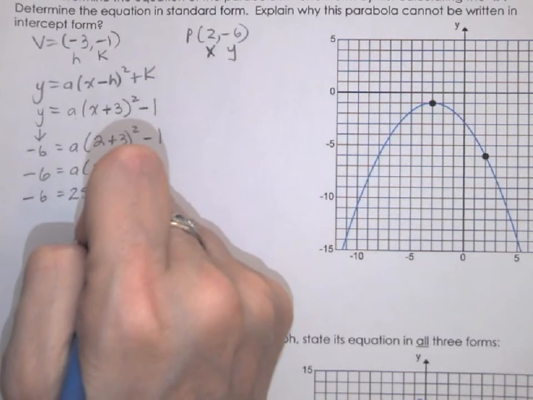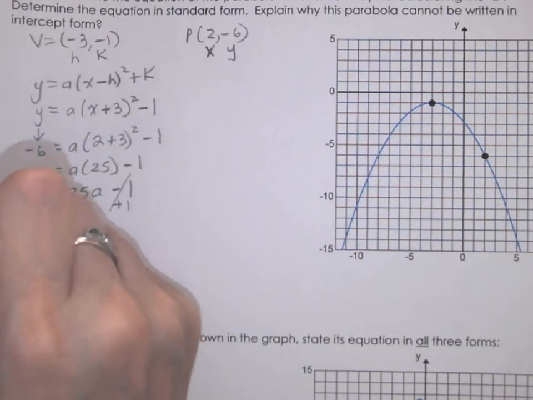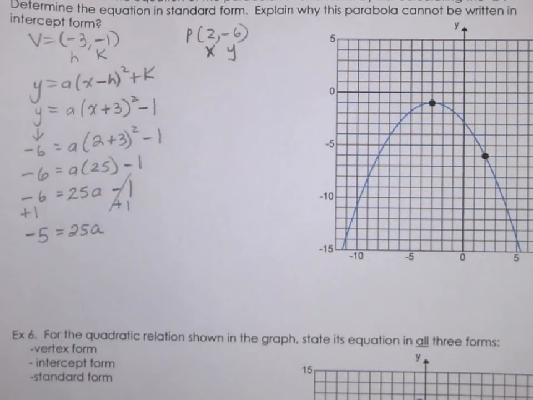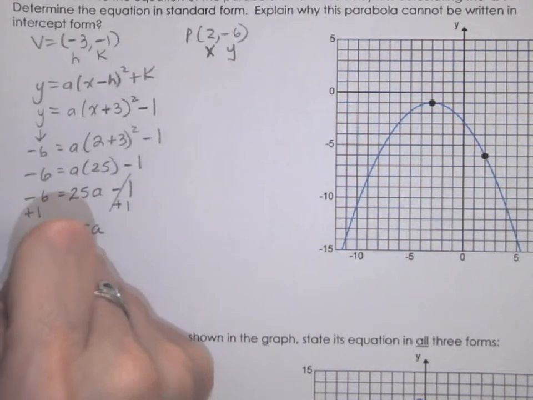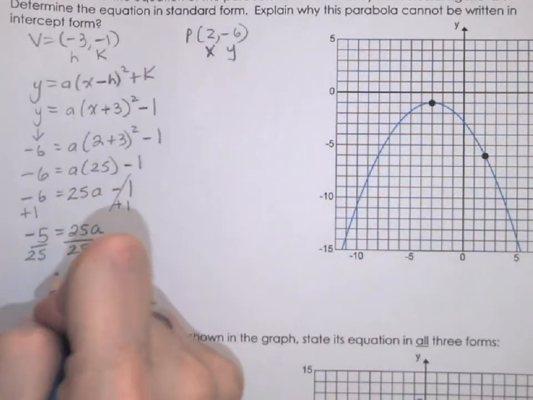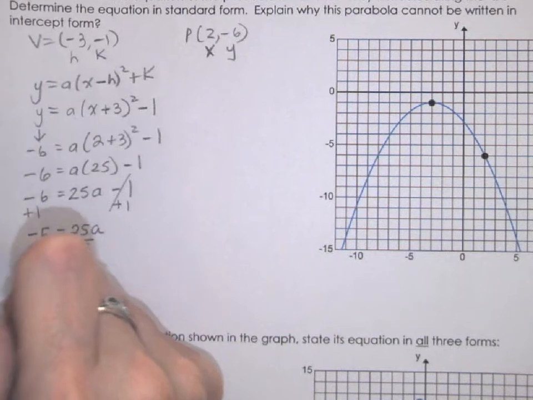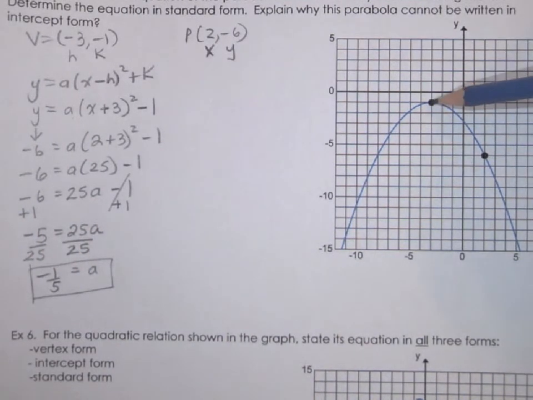So I'm going to add 1 to both sides, creating a 0 pair there. Negative 6 plus 1 is negative 5. And it's a we want to get by itself, so we're going to divide both sides by 25. And a is negative 5 over 25, which reduces to negative 1/5. Okay, so negative makes sense. 1/5, you can see you go over 1 down not very much, so the 1/5 makes sense as well. So there's our a value.